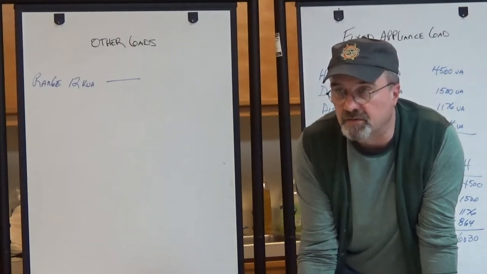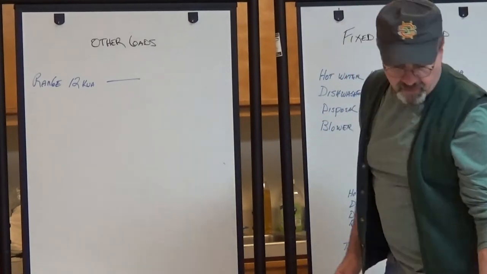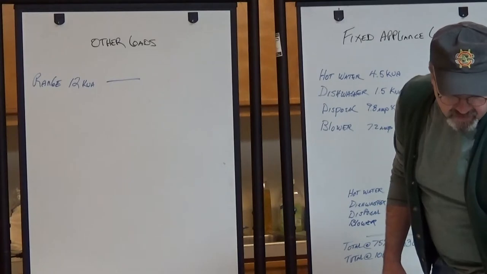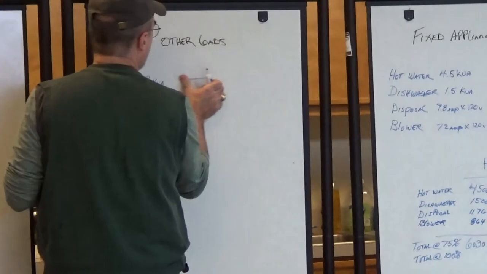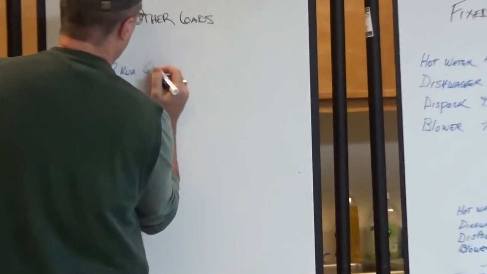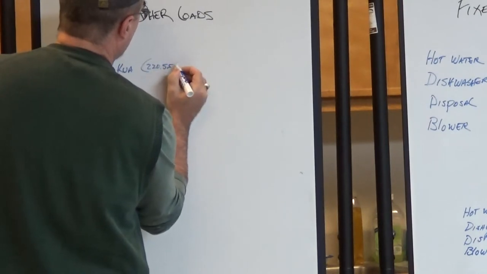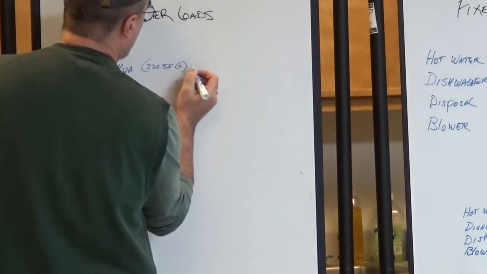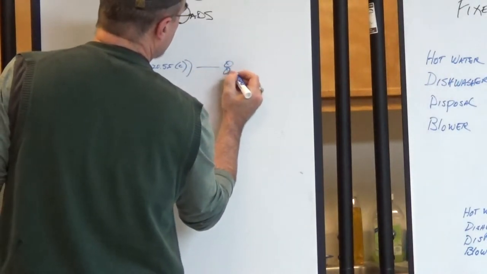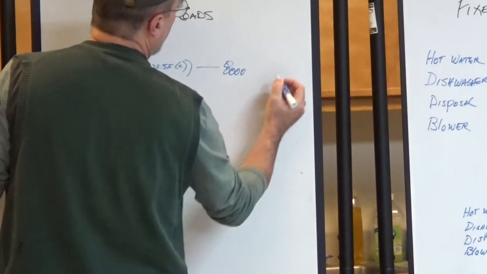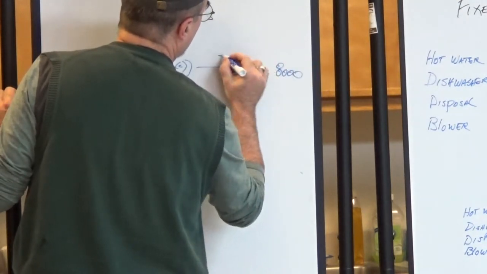8,000 VA. 8,000 VA, right? So, per code 220.55, column C, the demand factor is going to be 8,000 on the hots. Okay.